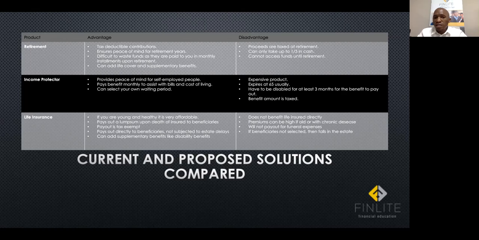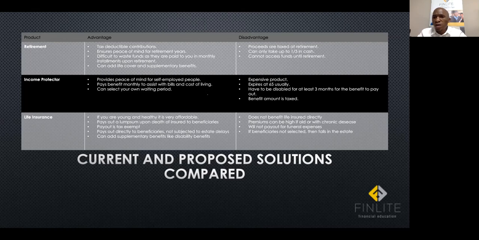And then the disadvantage, like we mentioned, is that you cannot access the funds until you retire. So if the client had not put money away for retirement, this would be a great vehicle for the client that you're assisting. And then let's look at the income protector as a potential solution as well, which provides peace of mind, especially for self-employed people, and pays a benefit monthly to assist with bills and cost of living.